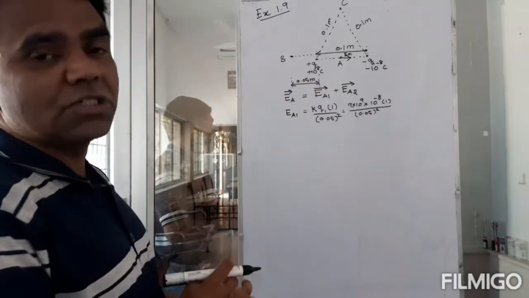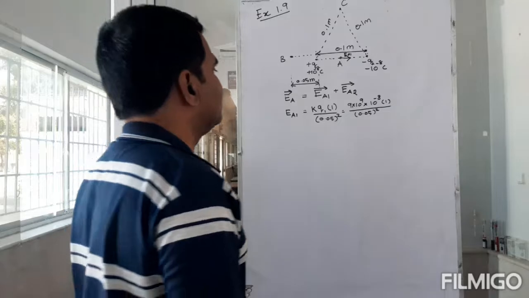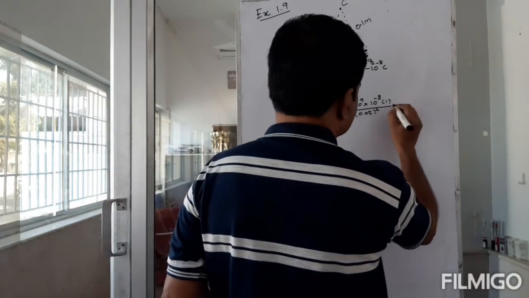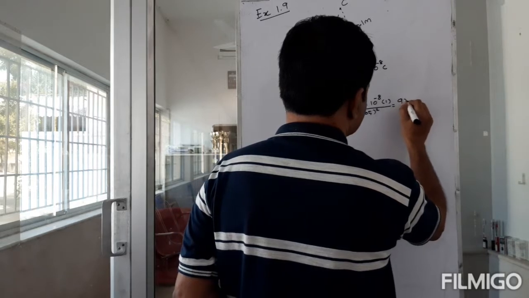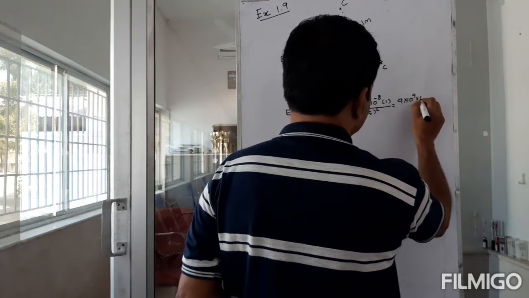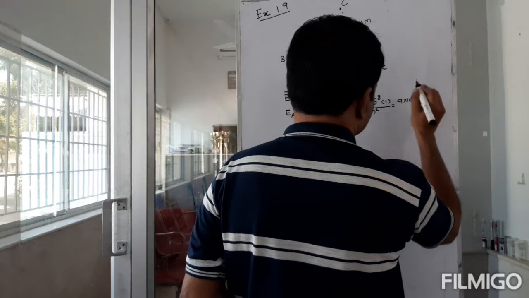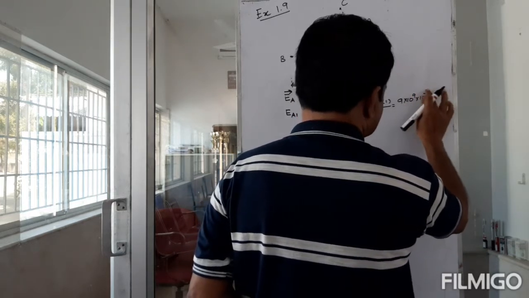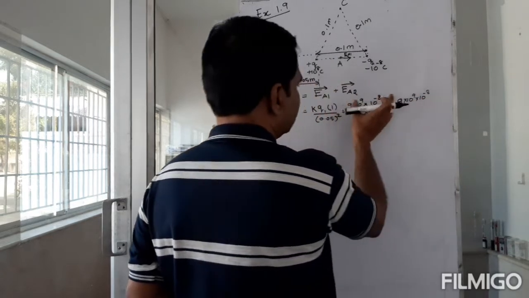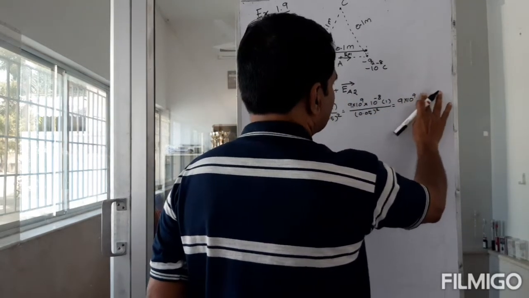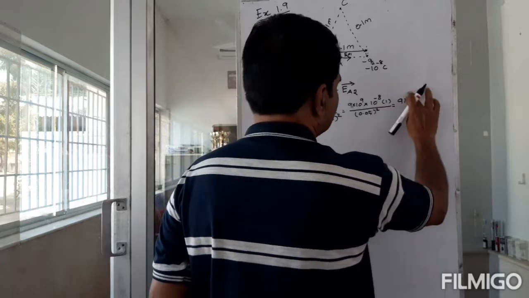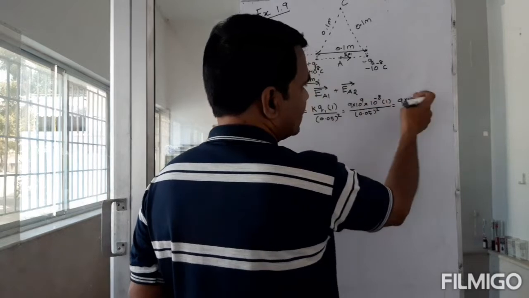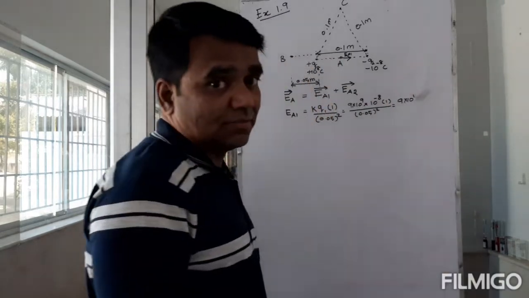Well, I can do some kind of manipulation here. So 9 into 10 power 9 into 10 power minus 8. If we do the operation on the numerator, then it is going to become 9 into 10 power 1. So 9 minus 8, so 10 power 1. So it's simply 90. Okay?